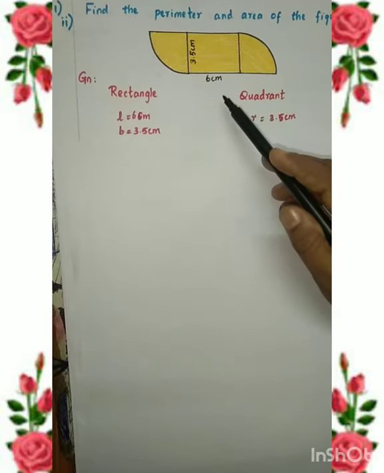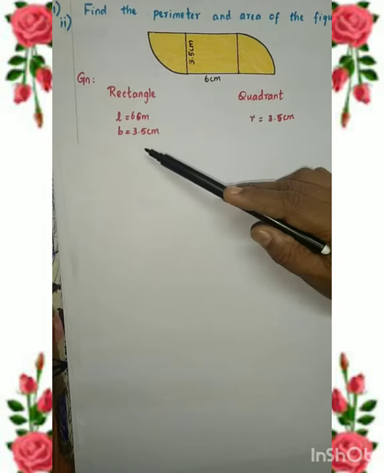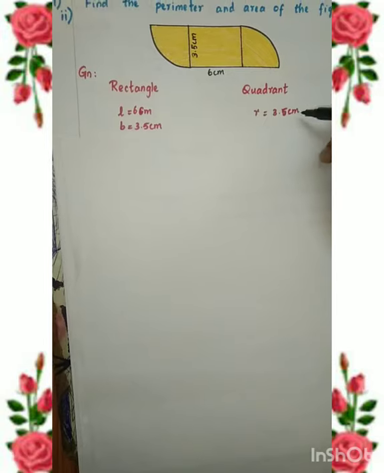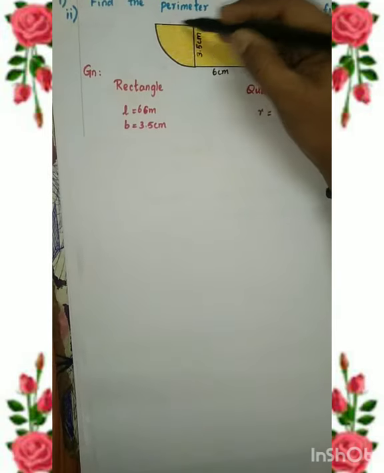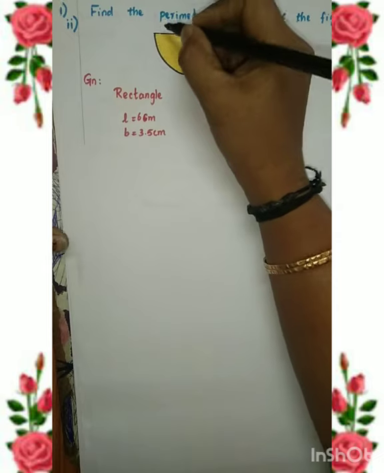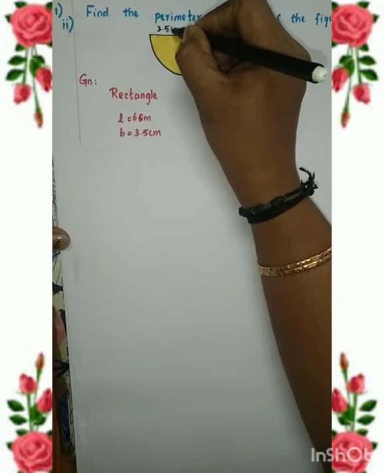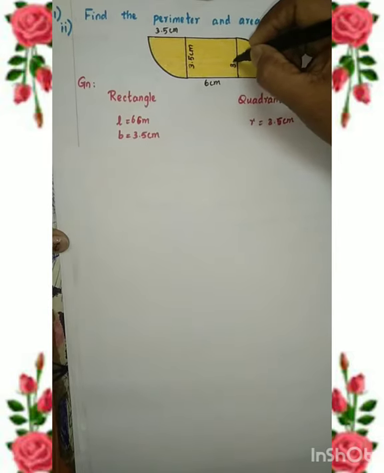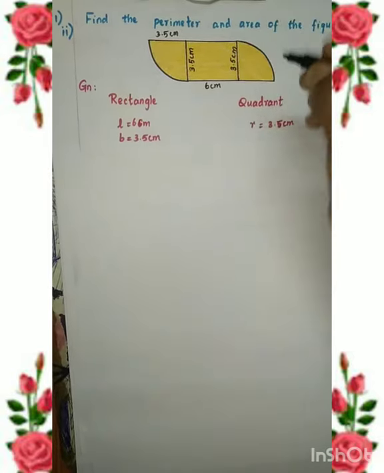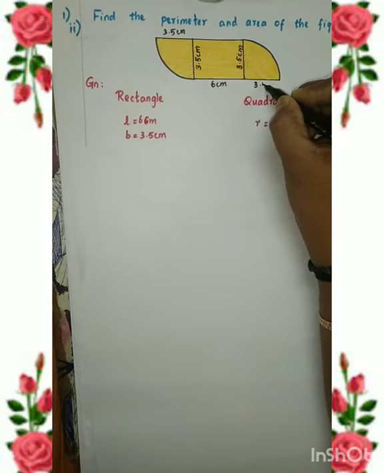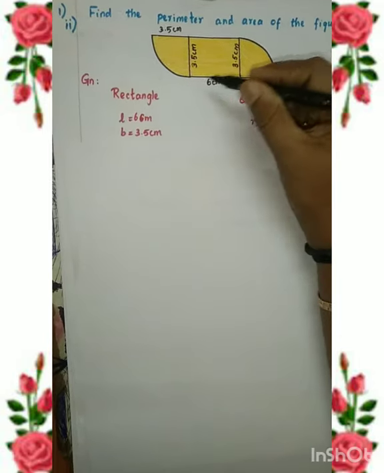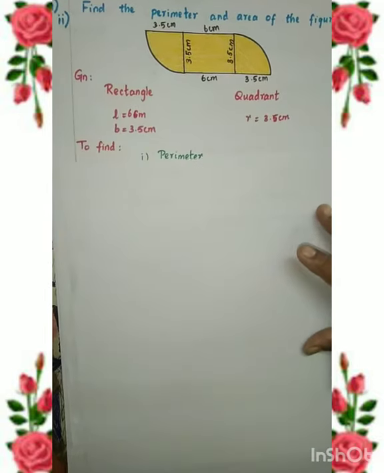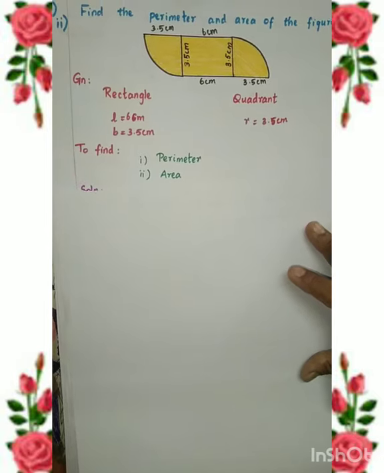The length is 6 centimeter and the breadth of the rectangle is 3.5 centimeter. Then for the quadrant, the radius will be 3.5 centimeter. This is the radius of the quadrant. So this is 3.5. That means this side also will be 3.5 centimeter, and here the opposite side also 3.5 centimeter. And this is also a radius, 3.5 centimeter. This is 6 centimeter, and the opposite side also will be 6 centimeter. Now we are going to find the perimeter and area of the given figure.